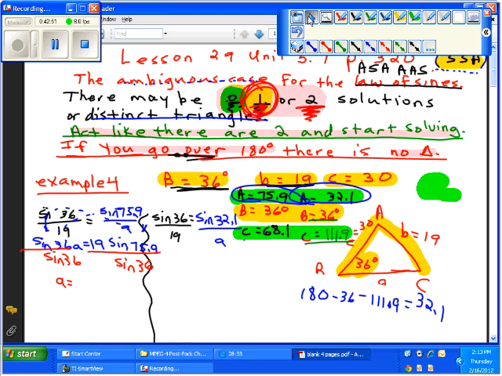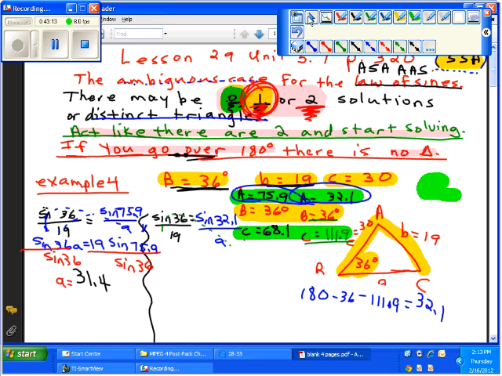And I hit the wrong button. 19 sine 75.9 close, divide sine 36 close, and we get 31.4 rounded to the nearest tenth. So there's option 1 for little a.